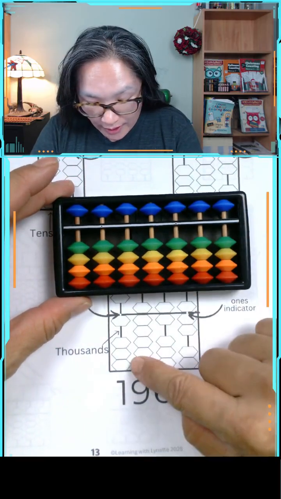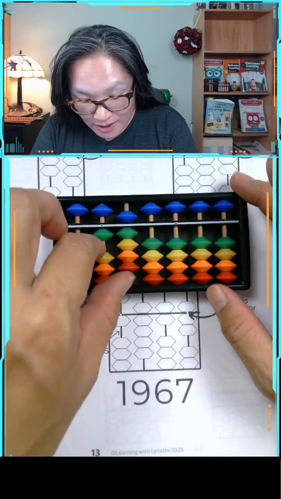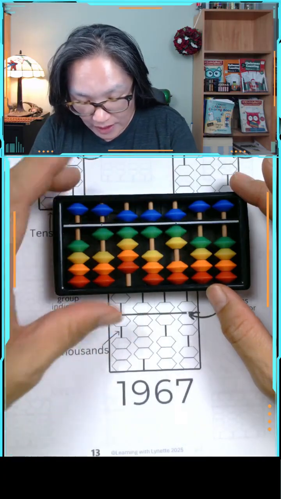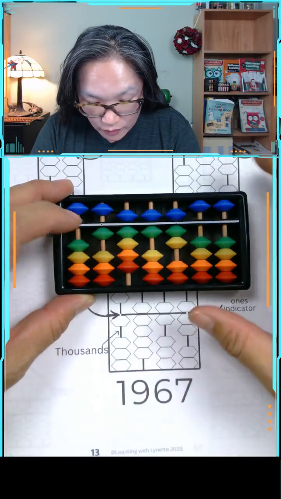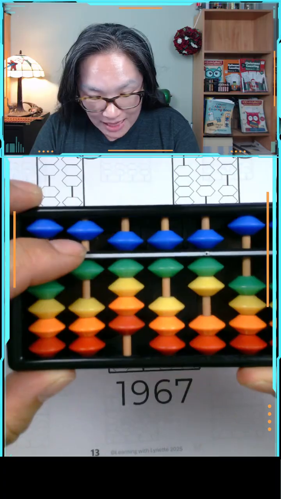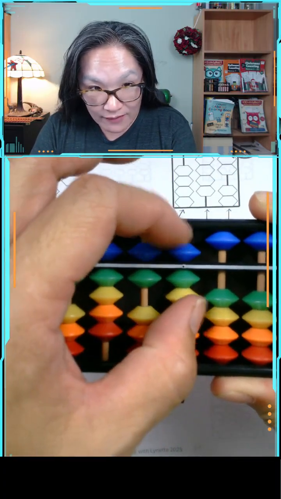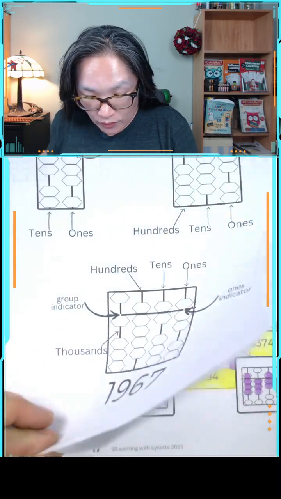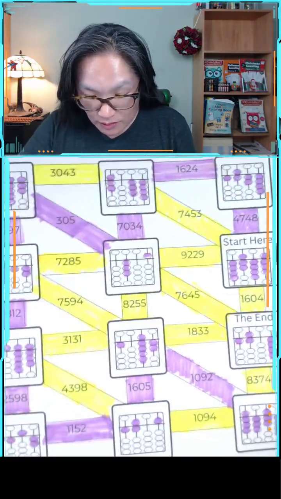So what we are looking at is 1967. That's what that would look like. Why? Because the one is over here, which is my thousands, my 100. Then we have 6 tens and then 7 ones. And that's where we start going into the mask maze and the mazes themselves.